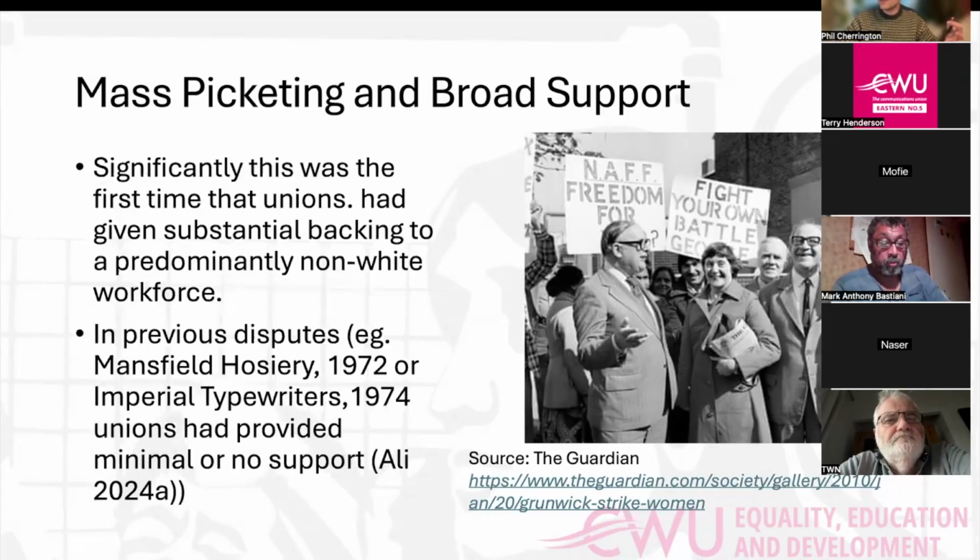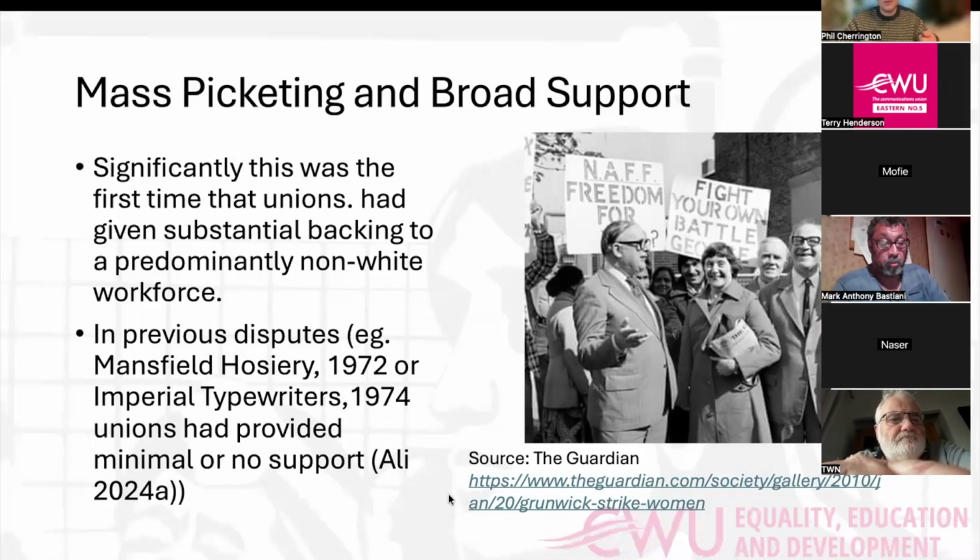This was really significant. It was the first time that unions, and the broader labour movement as well, had given substantial backing to a predominantly non-white workforce in a dispute. There had been previous disputes involving black and Asian workers, for example, in Mansfield Hosiery in 1972 or Imperial Typewriters in 1974. But unions had provided minimal or no support.